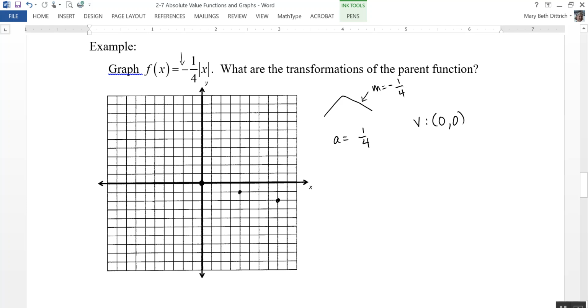And then the other side is going to be just a reflection across the y-axis. So down 1 and left 4, and down 1 and left 4. And there is my graph. I'm not drawing a real straight line there, but you get the idea.